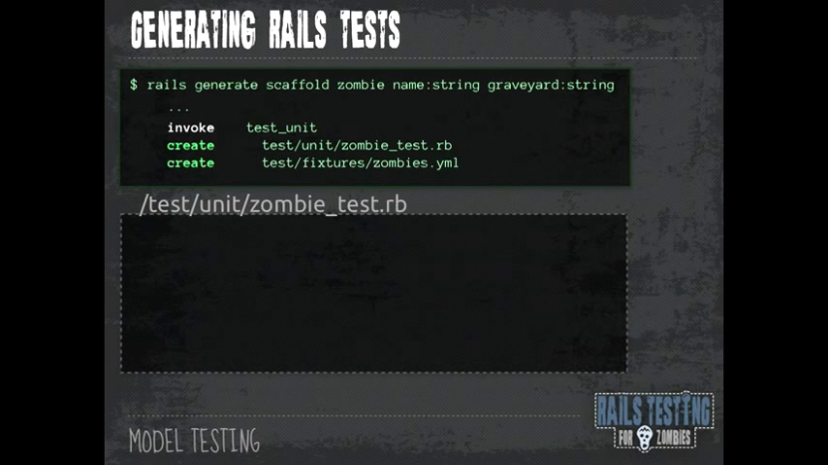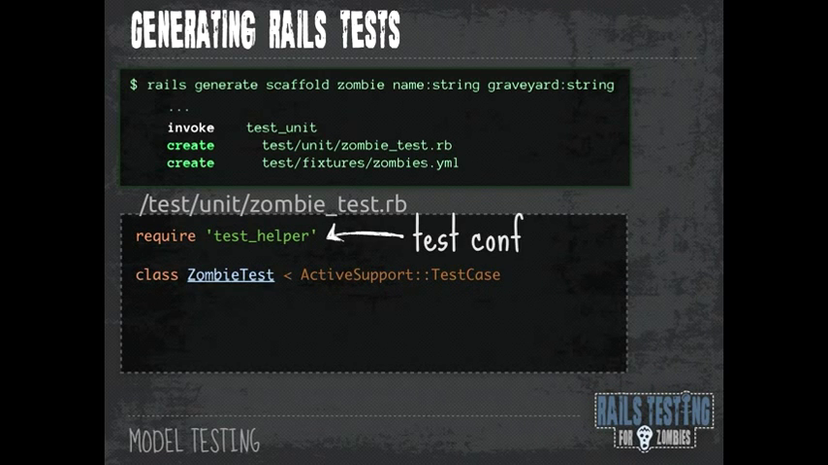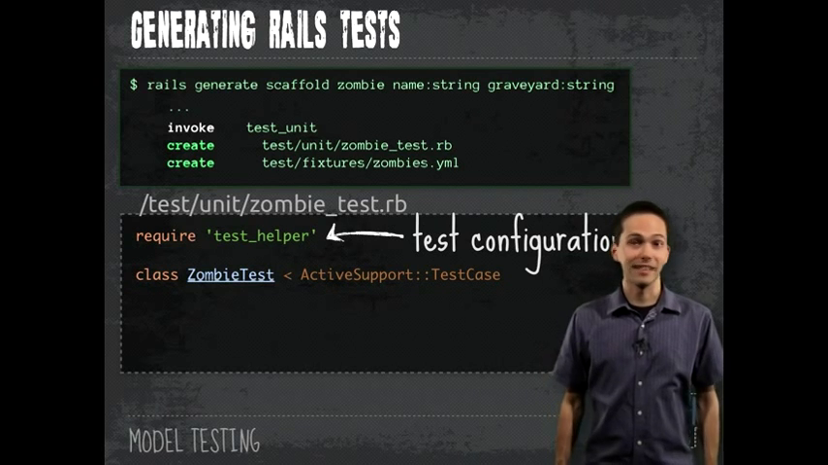It also generated for us a fixture, which we'll see later on in this level. If we open up the zombie_test.rb, inside there at the top, we'll see that it requires test_helper. This is a configuration file. Inside here, we can require other testing libraries. We can write custom methods that all of our tests get access to. And of course, we can write configuration in here. You can see it defined a ZombieTest class.